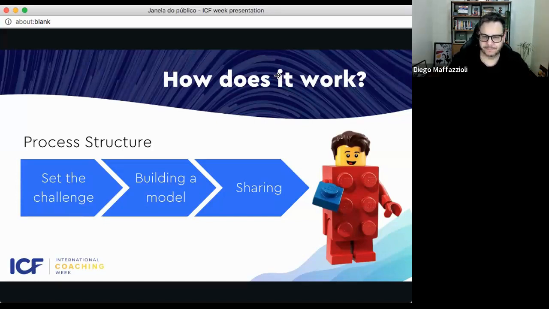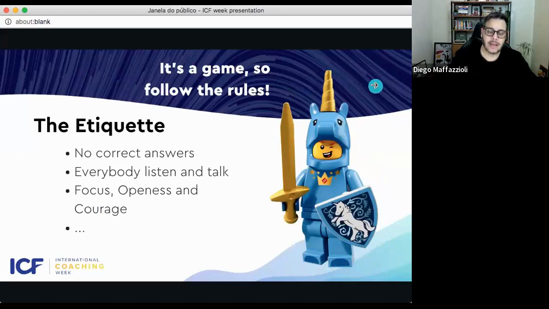Well, remember that it's a game. Okay, Lego Serious Play is a game. And like a game, we have rules. Lego explained to us that the rules for them are the etiquette. In the etiquette, they told us 2 main points. The first one, there are no correct answers for the challenge, because we know that everybody is different. We have different backgrounds, experience, and so on.